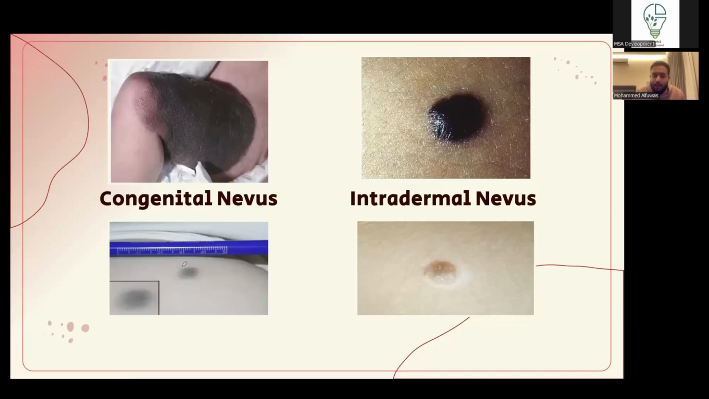Okay. How about this one? It looks blue. Blue nevi. How about this one? There's a halo around it. So we call it halo nevus. Good. Okay. Perfect. These images, memorize them for the sake of your exam.